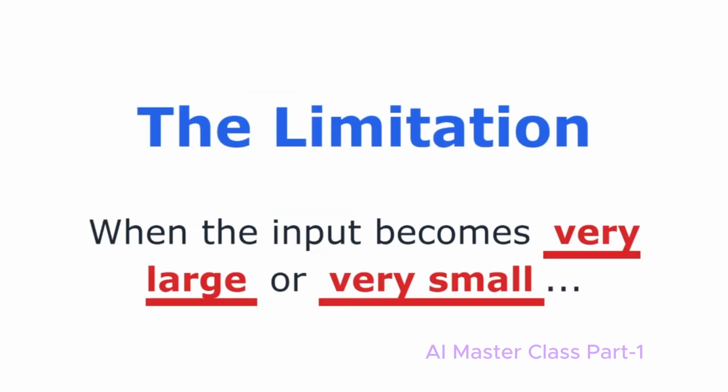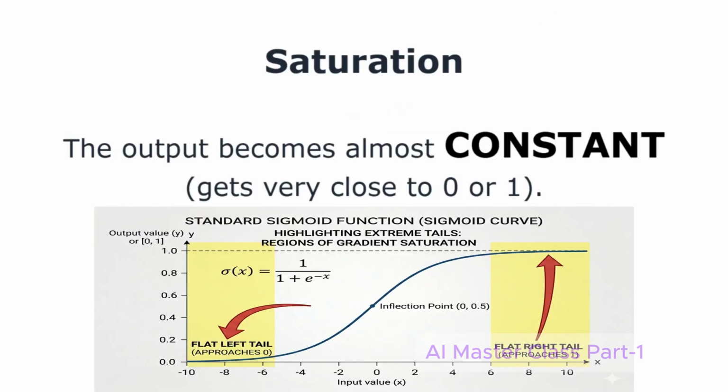But sigmoid also has a limitation. When the input becomes very large or very small, the output becomes almost constant. It gets very close to either 0 or 1. And when that happens, the gradient becomes very small, which means the learning slows down significantly.